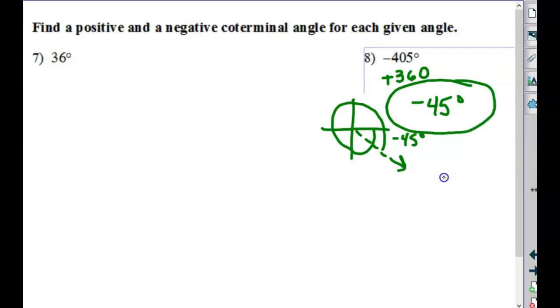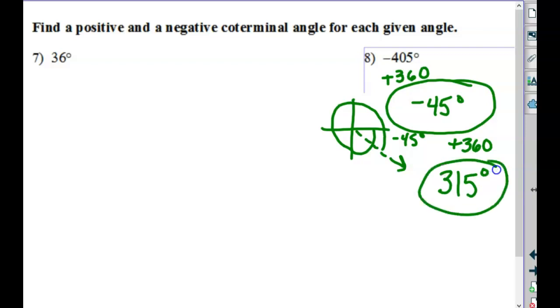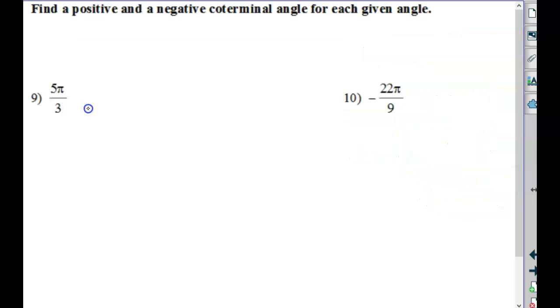Okay, how do we make a positive name then? Add another 360. You could have subtracted and put negative, what, 765? Looks like it. Something like that, but is it 315, guys? Okay, so there's a negative and a positive name. I just skipped that because I think you all know how to add and subtract 360. Are we good? Okay, and what do we do if it's in terms of pi?